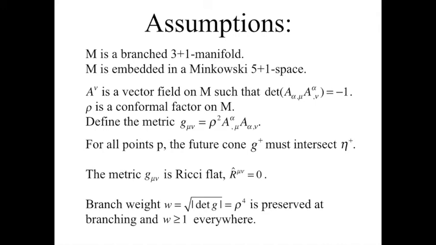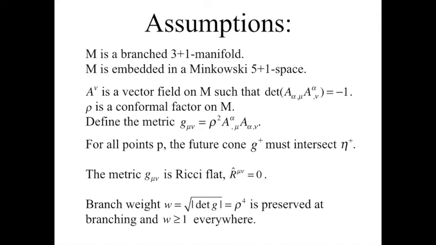We assume that M, the space-time manifold, is a branched 3+1 manifold. It's embedded in a Minkowski 5+1 space. We assume a vector field A^ν that is defined on M and a scalar field ρ that is also defined on M. And we use them to build a metric. g_μν is equal to ρ² A^α_,μ A^α_,ν.